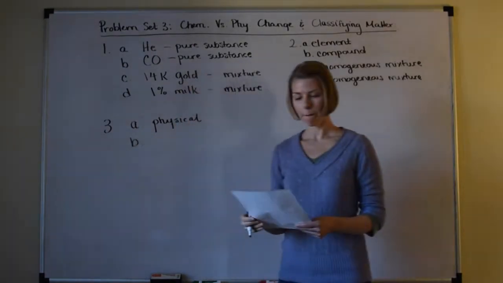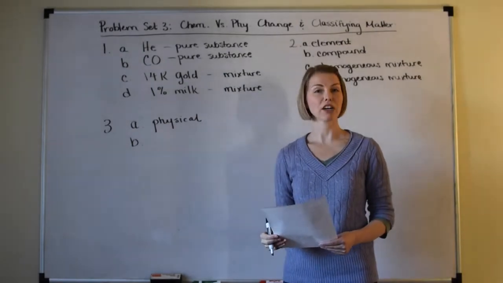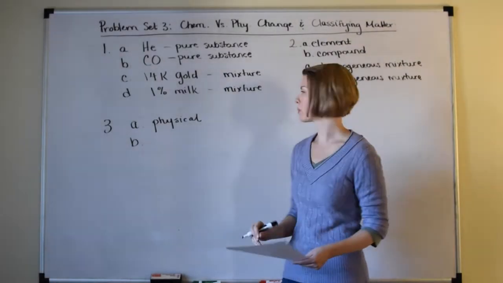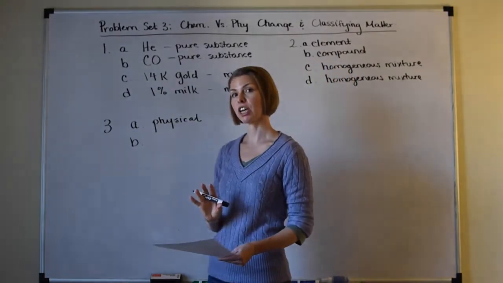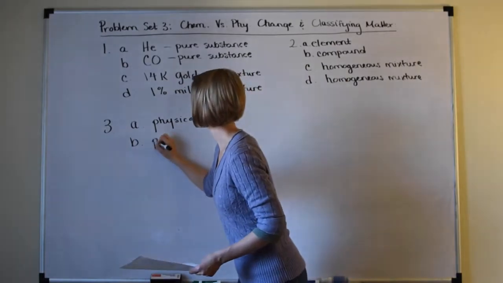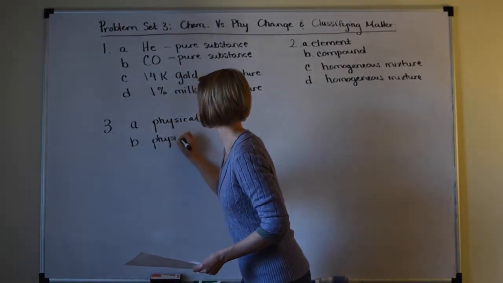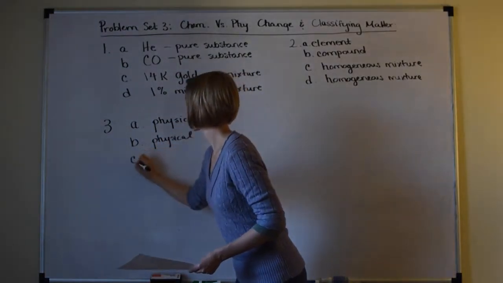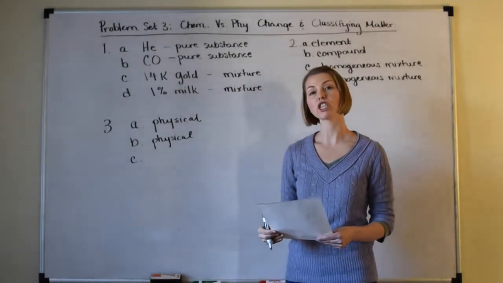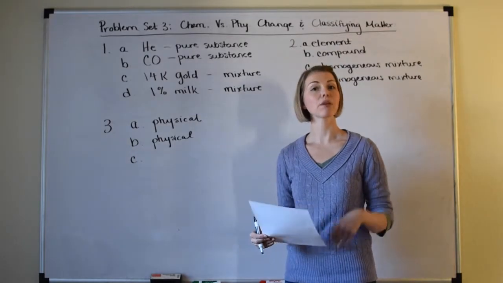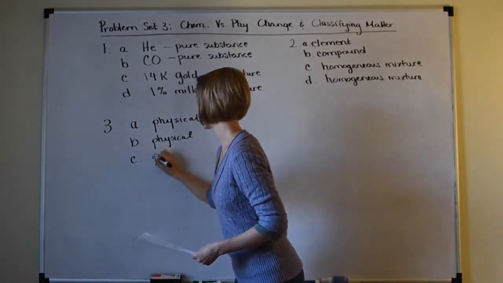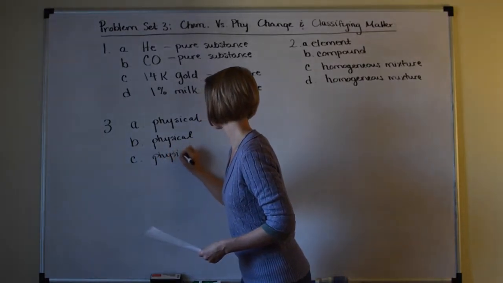B, glass shattering. It's still glass, even if it's shattered into multiple pieces. You've not changed the composition of the glass itself. So that too is a good example of a physical change. C, making orange juice from frozen concentrate. That would be a good example of dissolving. You dissolve it into water. Remember that that is just a physical change.